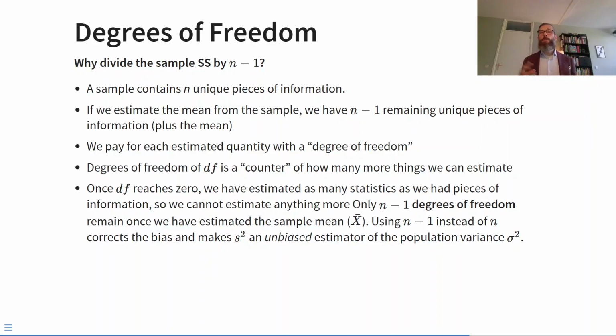So think of the degrees of freedom as a counter of how many more things we can estimate based on the sample. And once the degrees of freedom reach 0, then we have estimated as many statistics as we had pieces of information. So we cannot estimate anything more. In the case of the variance, n minus 1 degrees of freedom remain because we've already estimated 1 statistic, the sample mean, which we need in order to be able to calculate the deviations. Accounting for degrees of freedom makes the sample variance S squared an unbiased estimator of the population variance sigma squared.